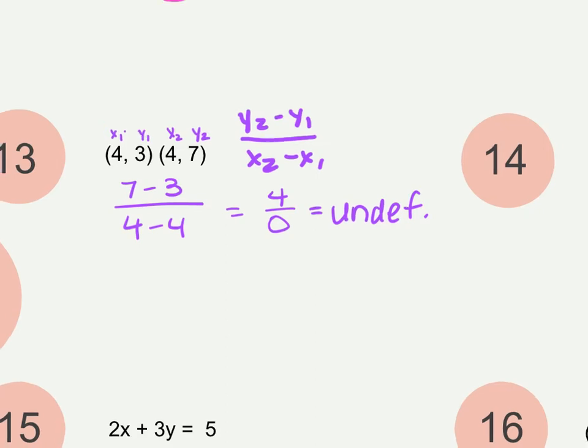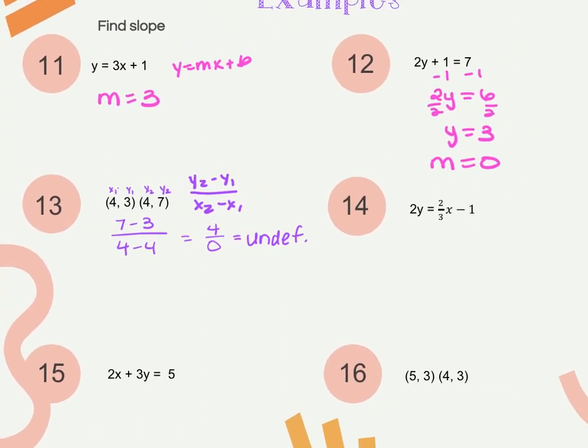So if you have time and you're unsure about your slope, you can always plot those points. 1, 2, 3, 4, 1, 2, 3, and 1, 2, 3, 4, 5, 6, 7 means I have a line that passes through those 2 points, which makes it vertical, which makes the slope undefined.